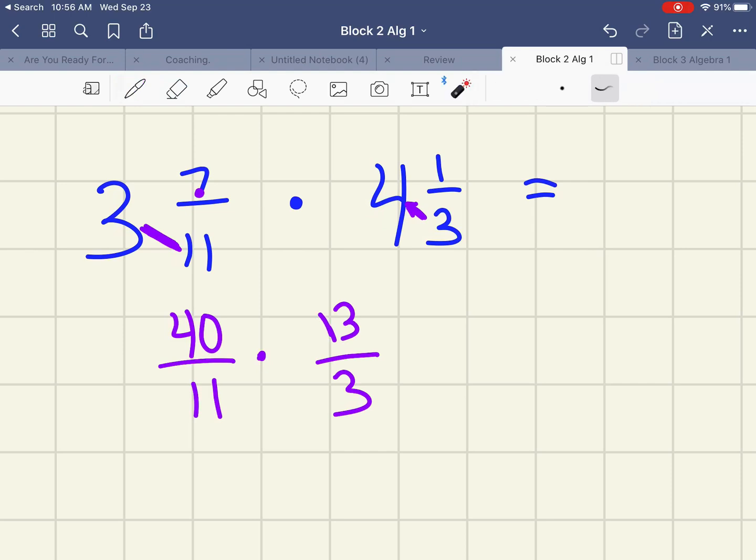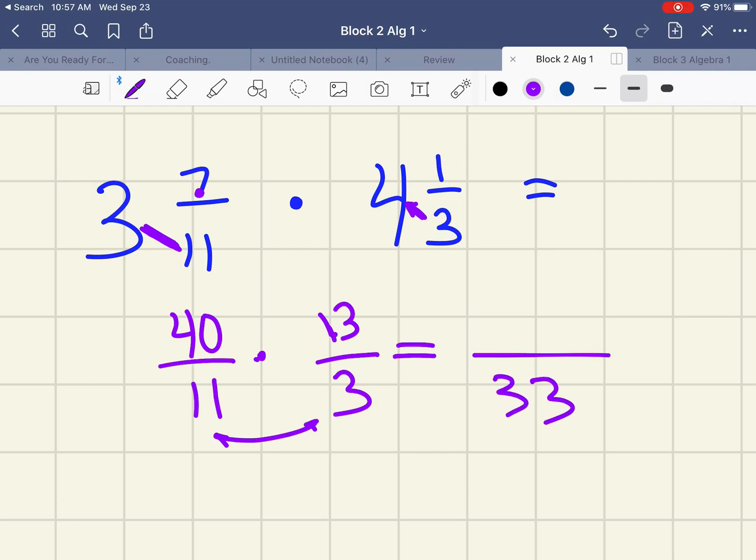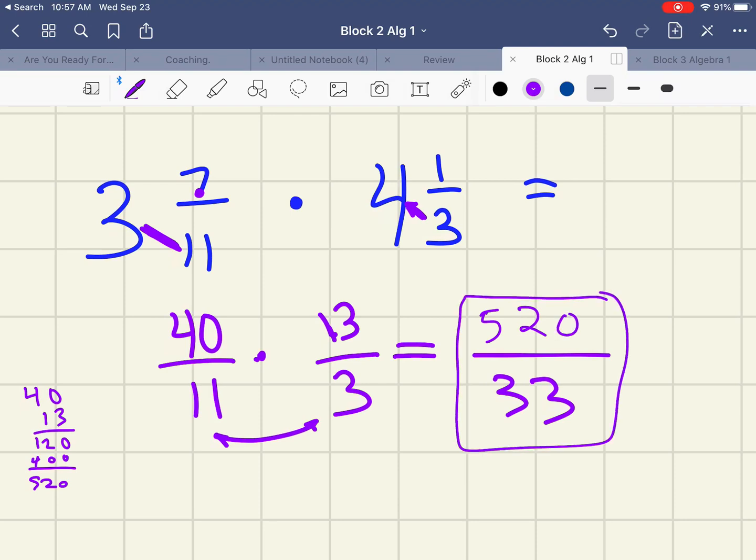Now, I'm looking for a common factor here and here, or here and here, or here and here. Any common factors? Well, 11 and 13 are prime, so those aren't going to reduce with anything. And 40 is not divisible by 3, so there's no need to reduce here. I'm going to multiply the bottom times the bottom, so 11 times 3 is 33. And I'm going to multiply 40 by 13, which I'll do off to the side here. 40 times 13, that's 12, 400, add them together, 520. And I already know that doesn't get reduced, so there's my answer, 520 over 33.